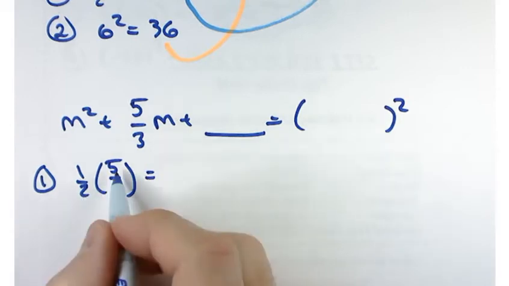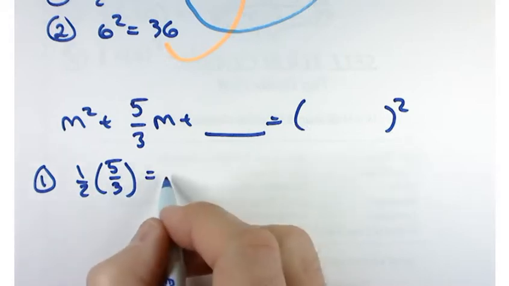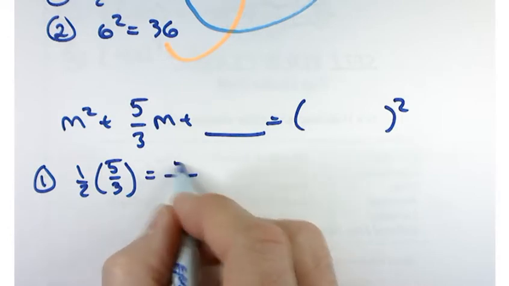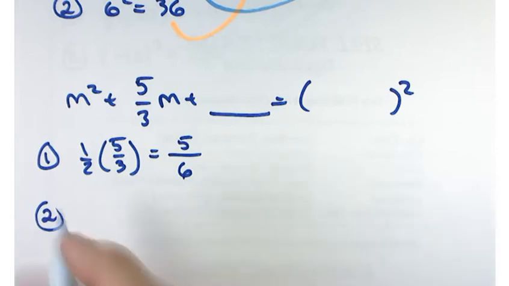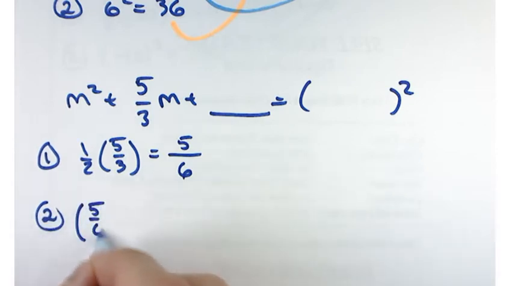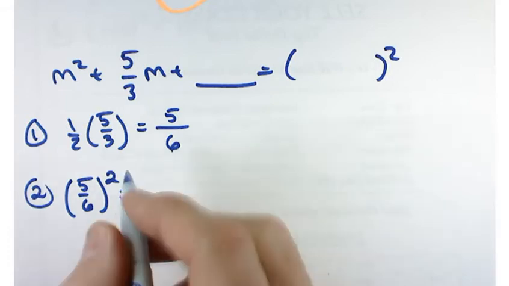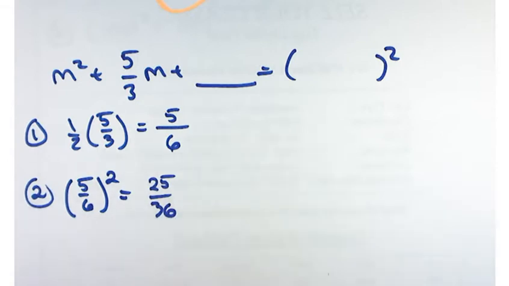If there was some cancellation, you should do it. But there's not. What do I get when I multiply 5/3 by 1/2? 5/6. Okay. 5/6 squared. Can anyone square 5/6 without their calculator? Thank you. Making me look good. All right, I appreciate that. So 25 over 36. Perfect.